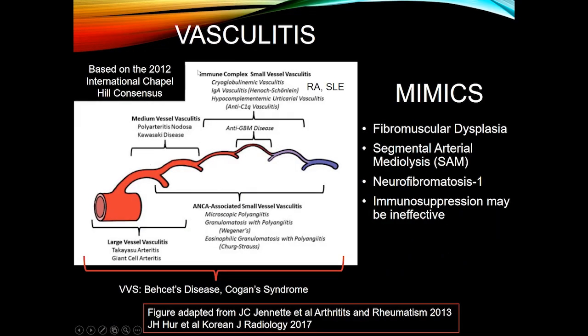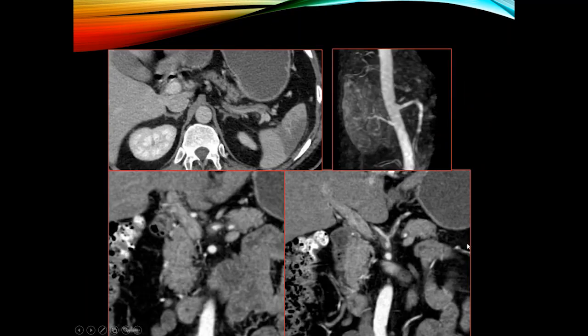There are various vasculitides, and they're classified based on the vessels that they involve, whether large vessels or small vessels. There are mimics of vasculitis where immunosuppression is not going to be effective, and those include fibromuscular dysplasia and segmental arterial mediolysis. So it's important to distinguish what is really a rheumatologic disease versus a different type of disease process, because therapy will be different in those two populations.